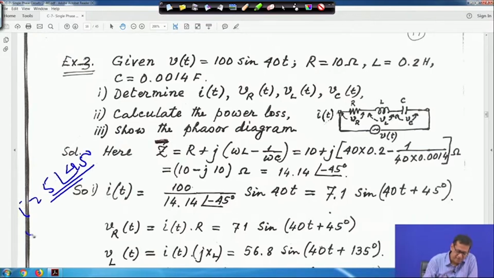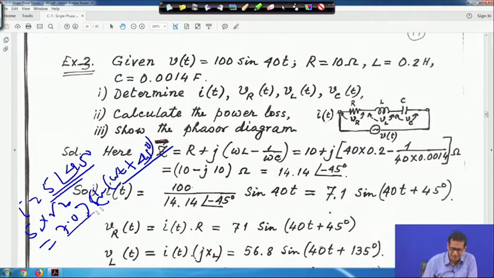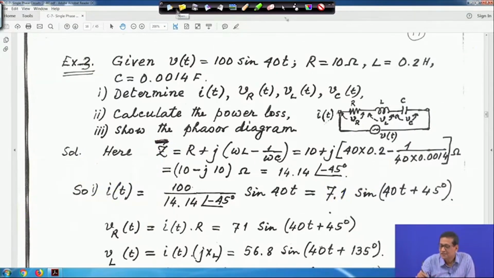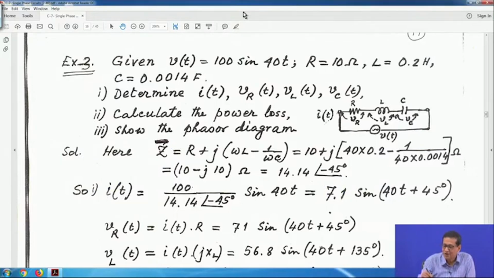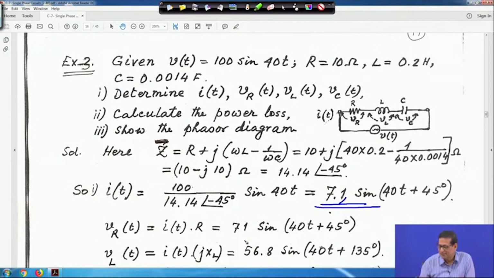Now, its peak value will be 5 into root 2, that is 7.07, this is the peak value, and if you want to put it in the t term, angle 45 degree means it will be sin omega t plus 45 degree. So, 7.07, I have approximated this as 7.1, but this value is equal to 7.07. So, that is why we are making it 7.07 sin 40 t plus 45 degree, this way it has been made. Hope you have understood this one.